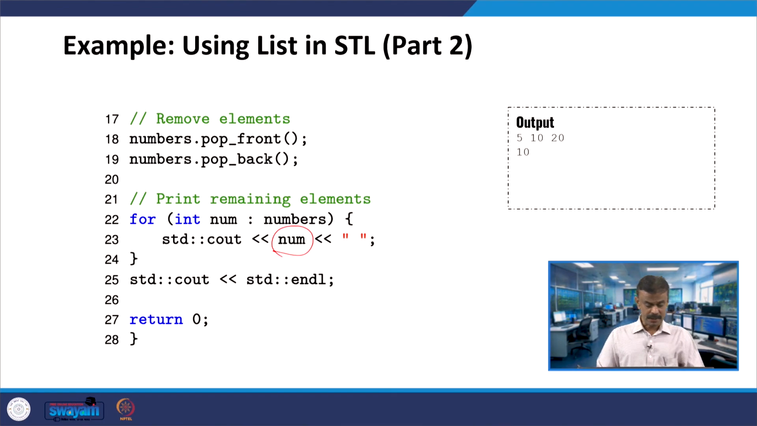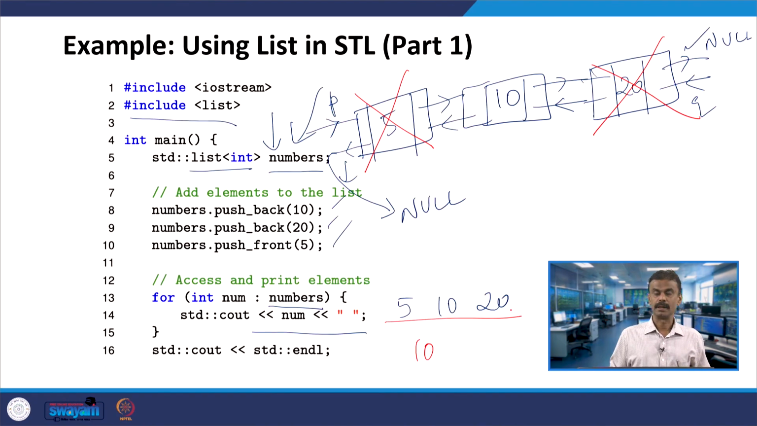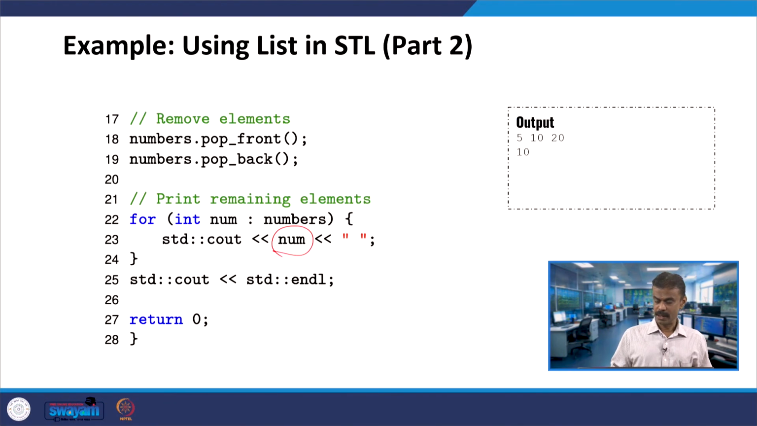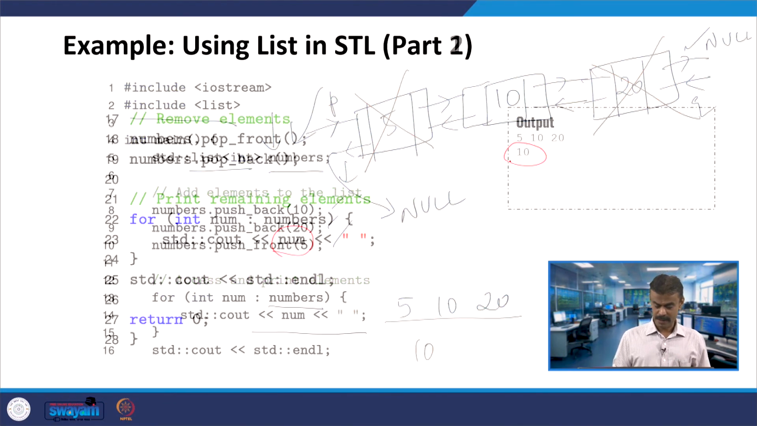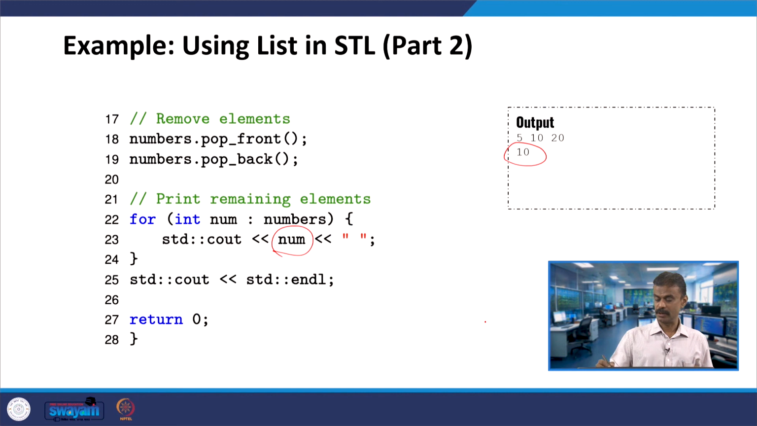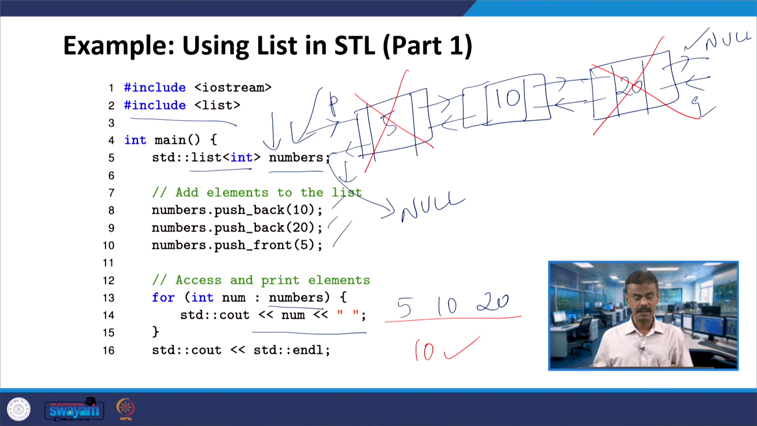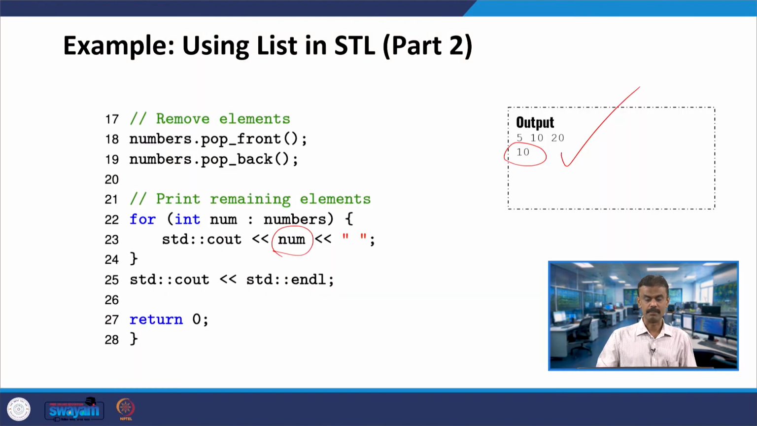When I run the code, I will get the output 5, 10 and 20, correct. And after the pops, the remaining will be 10, so that will also get printed. So, this is all about your list. When I run the code, I will get 5, 10, 20 and 10. In fact, it is a doubly linked list, right. This is called a doubly linked list.